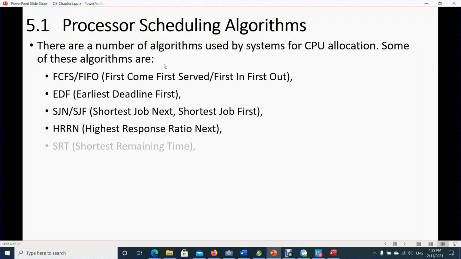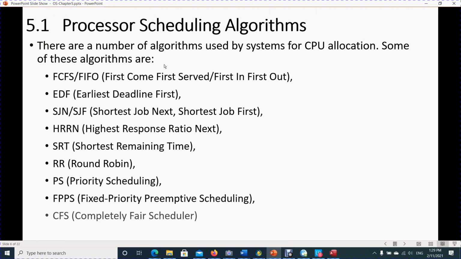There are quite a number of algorithms that have been developed for processor allocation. First come, first served, earliest deadline first, shortest job next, highest response ratio next, shortest remaining time, round robin, priority scheduling, fixed priority preemptive scheduling, completely fair scheduler, among many others.